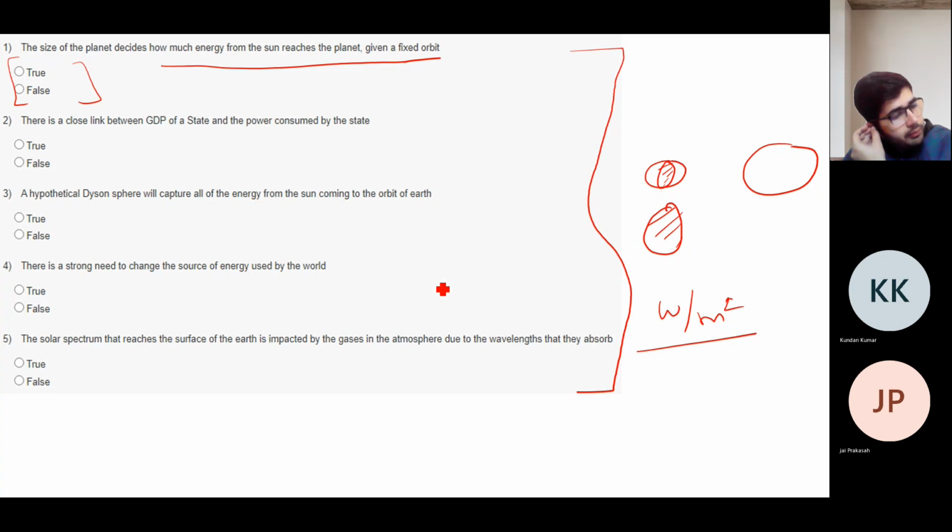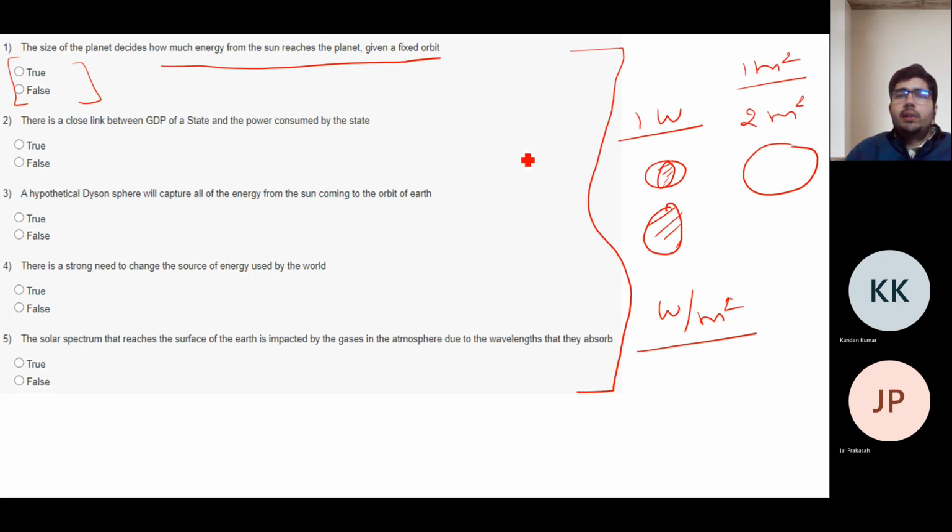Suppose the area is 1 meter square, you will receive only 1 watt. If the area is 2 meter square, you will receive 2 watt of energy. So you can see if the area is twice, the energy also becomes twice. More area means more energy will be received. So that is the question.